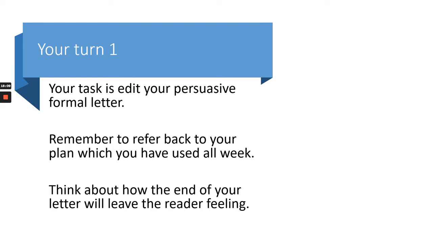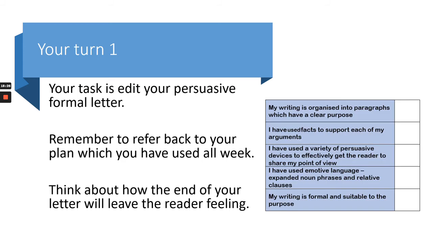So now it's your turn to have a go at your first task. Your task is to edit your persuasive formal letter. Remember to refer back to your plan, which you used all week long. Think about how the end of your letter will leave the reader feeling. Here's my tick sheet, which I used earlier for my writing. I want to make sure that I'm thinking about the reader every time I'm making an improvement. Pause the video now, edit your writing, and then come back for your final task.